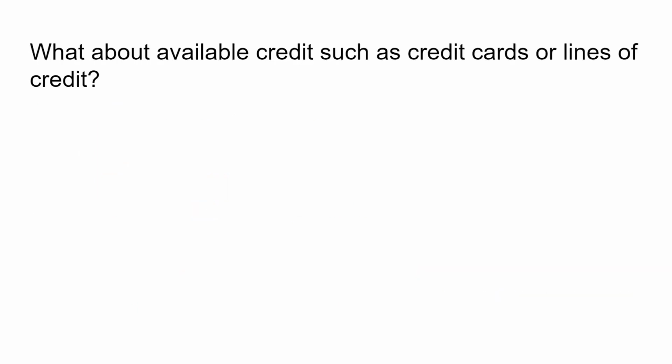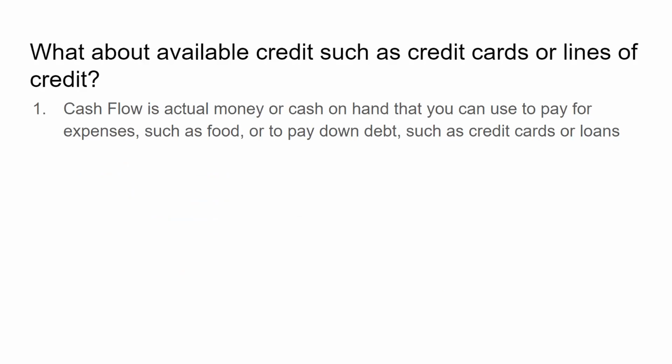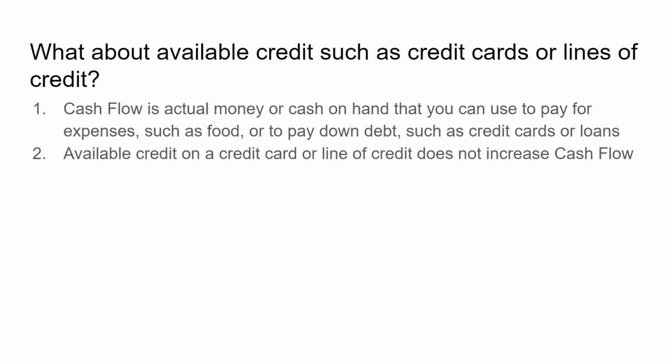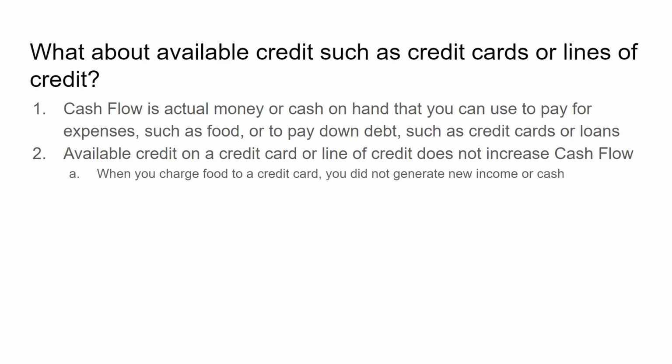All right, credit cards and lines of credit. Again, this is what I was already talking about. Cash flow is actual cash that you have on hand that I can use to pay for expenses or to pay down debt. Available credit on a credit card or a line of credit is available credit. What this does is allow me to charge an expense and basically defer paying that expense into the future.